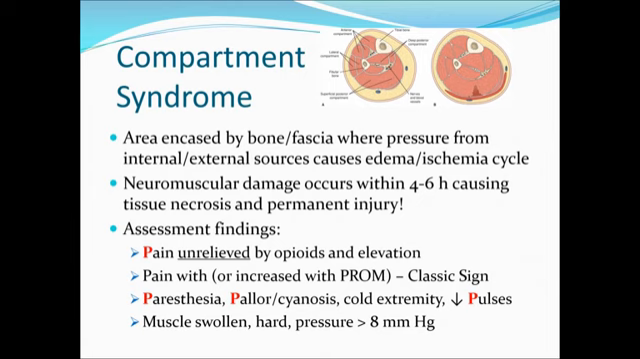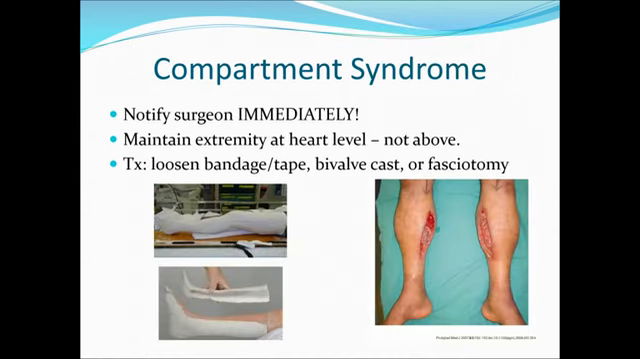Remember how a lot of times I say there's things that you can do first, additional assessments that you can get, some interventions you can try first. This compartment syndrome is something that you need to address and jump on immediately. The provider needs to know. Because what's going to happen is you're going to keep the extremity at a heart level, you're going to loosen any bandages or tape, but basically the provider is going to come in and they're going to have to bivalve that cast. The cast is going to have to come off.